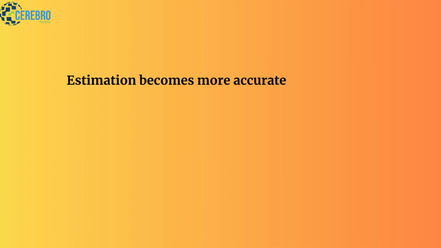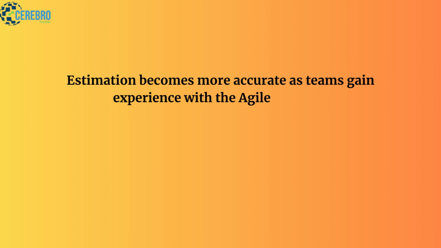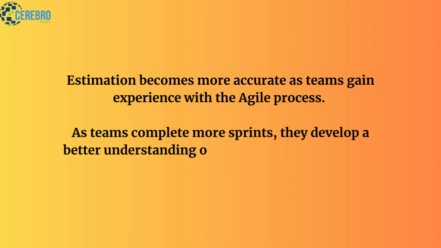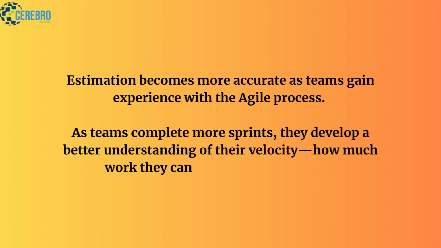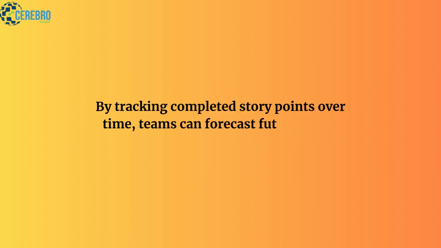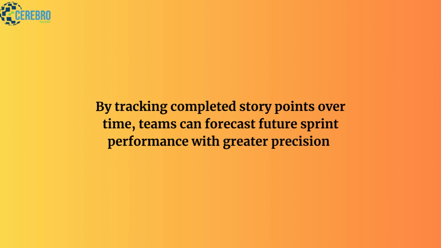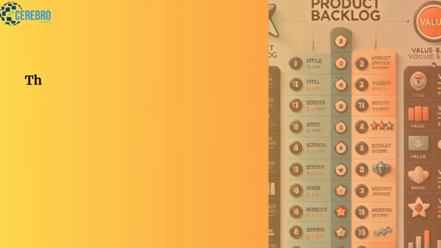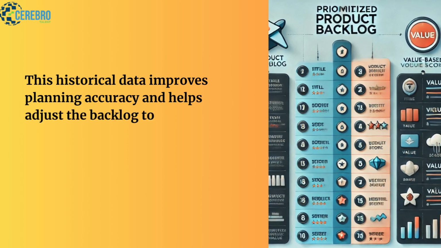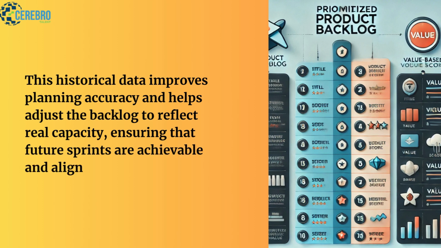Estimation becomes more accurate as teams gain experience with the Agile process. As teams complete more sprints, they develop a better understanding of their velocity, how much work they can handle in each sprint. By tracking completed story points over time, teams can forecast future sprint performance with greater precision. This historical data improves planning accuracy and helps adjust the backlog to reflect real capacity, ensuring that future sprints are achievable and aligned with project goals.